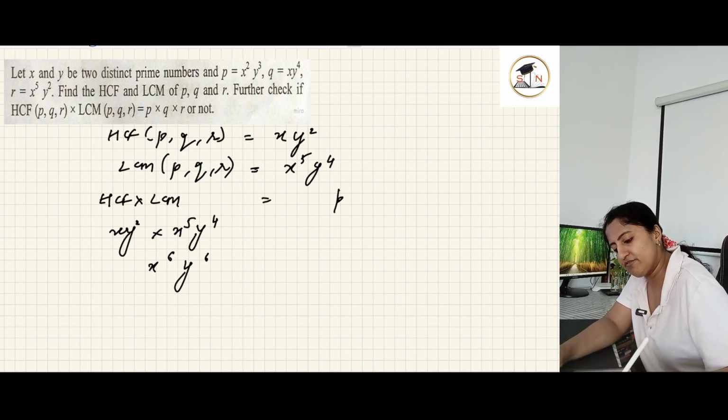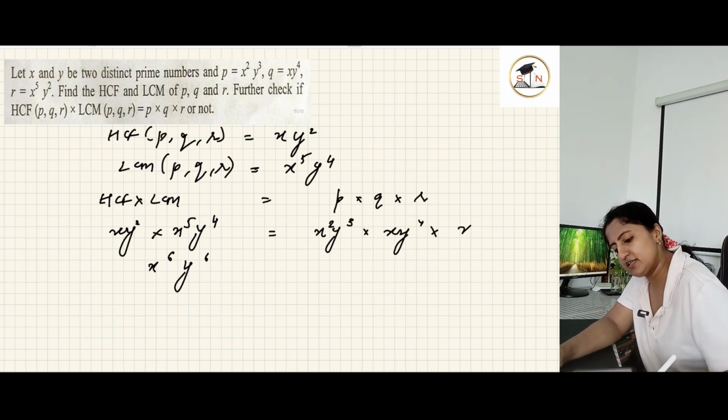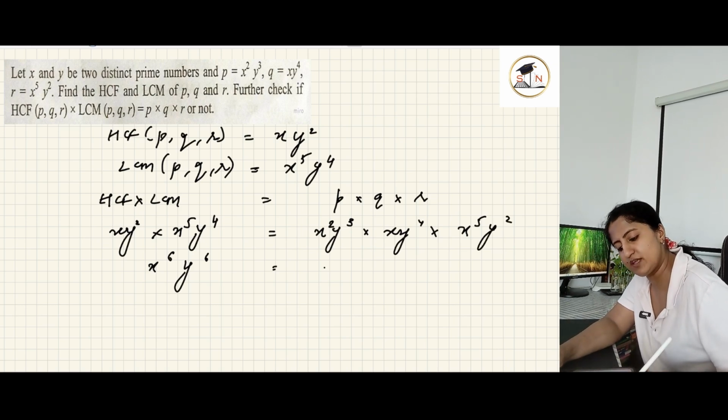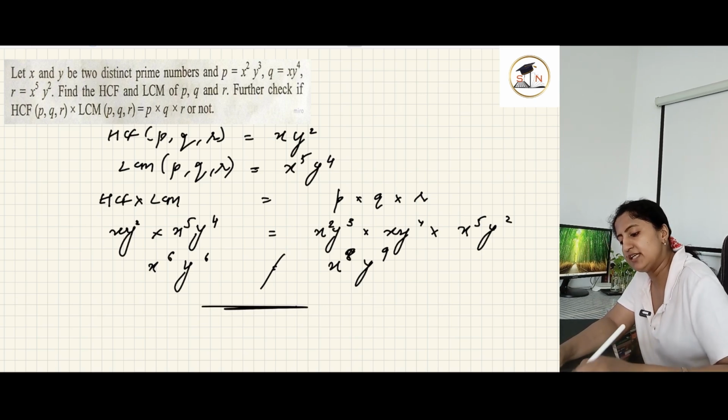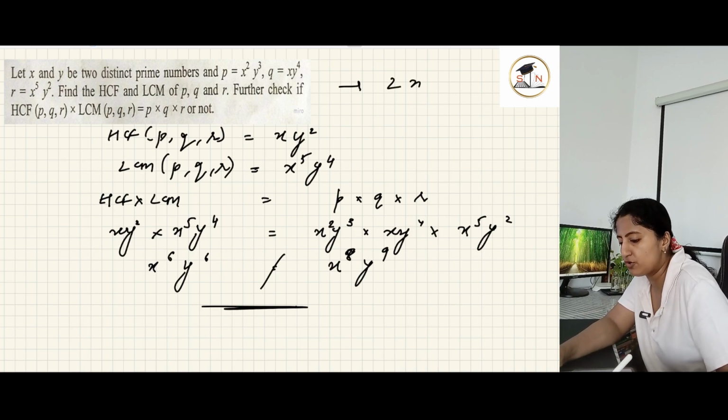While on the other hand, we need to do p into q into r. So let's put in the values. That gives me x squared y cube, x y to the power 4, and the last x to the power 5 y squared. Now what we need to do, we just need to use our exponent laws over here, add up the powers of x. That comes out 2 plus 1, 3, 3 plus 5, 8. And y, 3 plus 4, 7, and 7 plus 2, 9. So we see they are not equal, right? Because this rule is applicable only for two numbers and not three numbers.